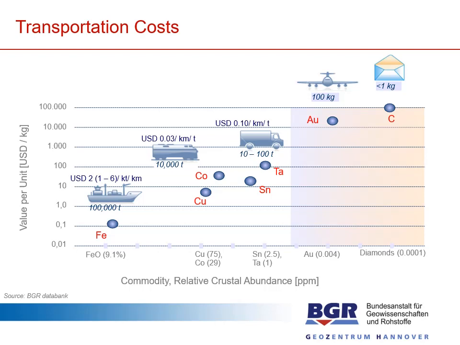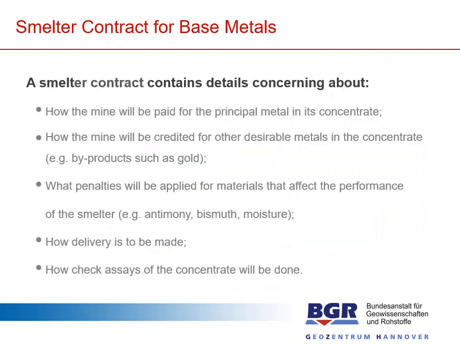Other commodities with a relatively high value, like tantalum, tin, or cobalt, can also be sent over relatively large distances by truck due to the high value per unit. I already mentioned a smelter contract, especially for base metals. So what is a smelter contract?